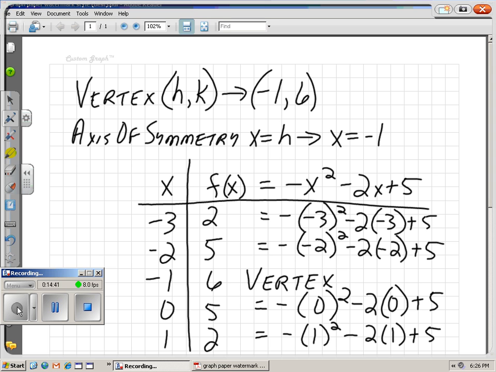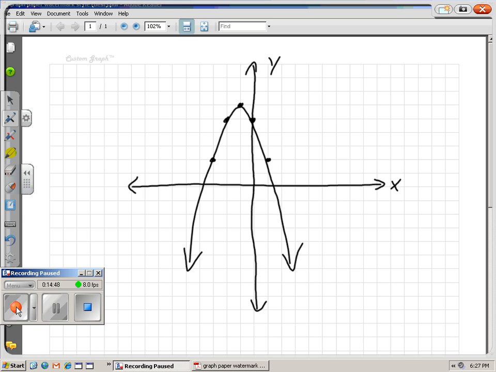All right, here's our information: vertex, axis of symmetry, and there's your table with your vertex in the middle, a couple points on the left, a couple on the right. Finally, here's our graph, and I noticed that I forgot to put in the axis of symmetry, so you guys go back and do that.